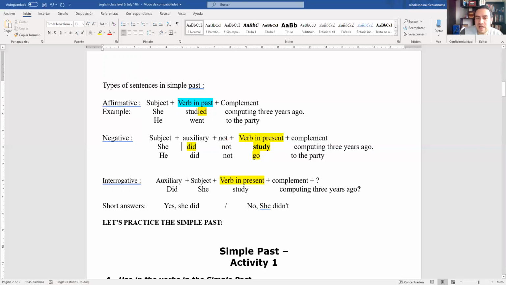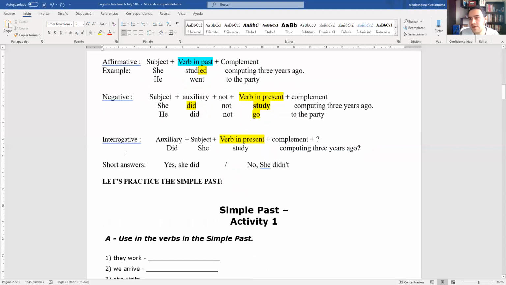Aquí sí no cambia. Entonces, I did not, you did not, he did not, she did not, it did not, they did not, we did not. Okay? So, the same conjugation for everything. So, she did not study computing 3 years ago, or he did not go, ¿sí? Ya no pongo went, sino go to the party, because it's negative.